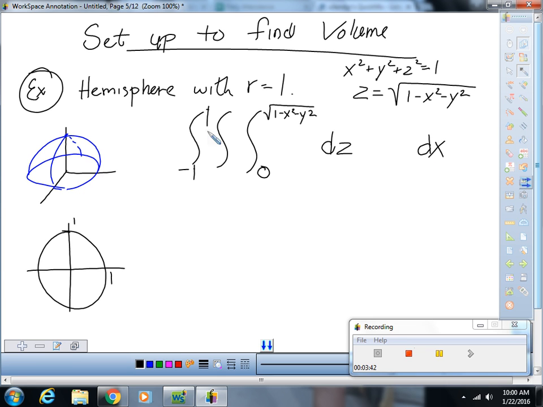Okay? So that means we've got to write our y as a function of x. So what is this equation here on the top of our region? That's right. It's the positive version of x squared plus y squared equals 1. Okay? And then down here, okay? So that's what our bounds are here.